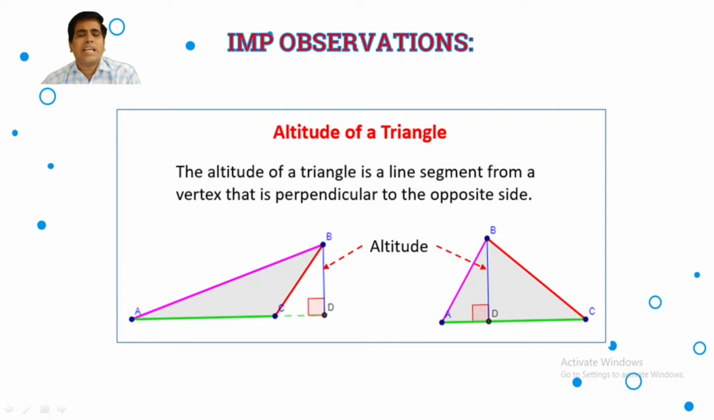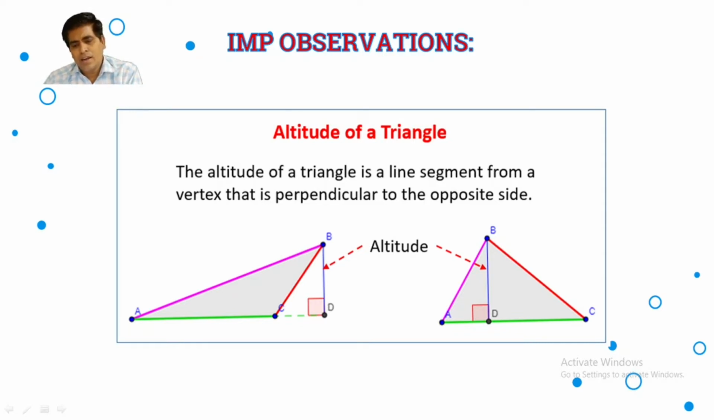Let us see the second observation, a very, very important observation: how to draw the altitudes for the triangle. This is a concept we have learned in the previous classes, 7th, 8th, 9th classes. Once again, I will revise, because this plays a very, very important role while we are proving the BPT theorem. So what is the altitude of a triangle? The altitude of a triangle is a line segment from the vertex that is perpendicular to the opposite side.